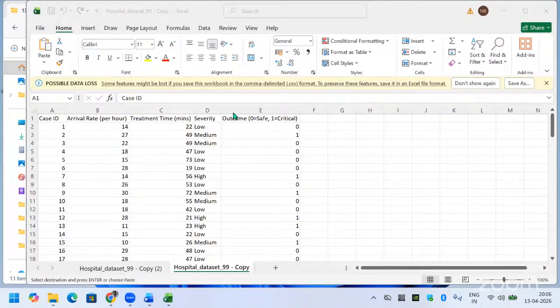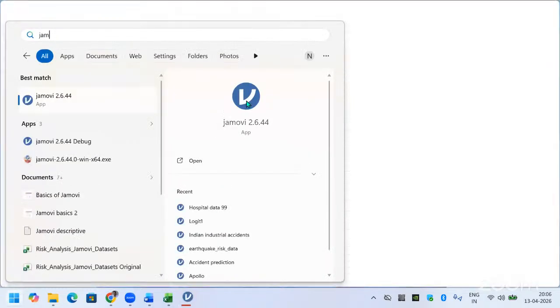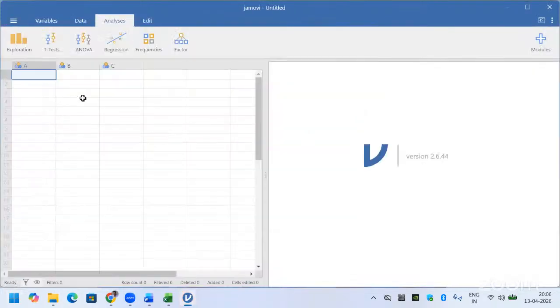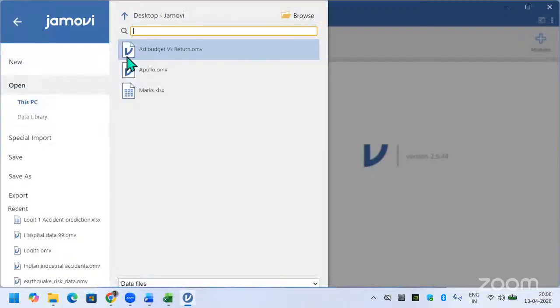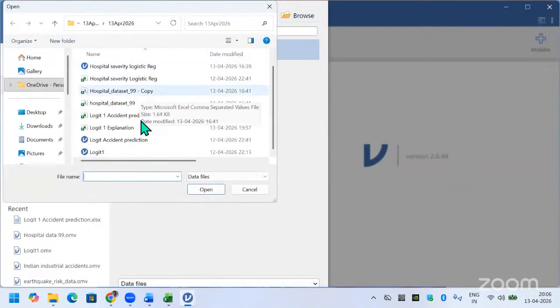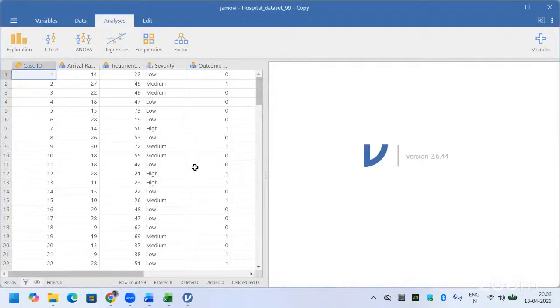So I'm just taking my Jamovi file for working. Okay, so I got this thing here. Now I'm opening that one. I hope all the students or all the learners are okay with the opening of this thing. Okay. So in Jamovi, I'm taking the 99 hospital data copy. When I click that one, it has taken these values. Now if you see here, case ID is 1, arrival rate is 1, treatment is 1, severity has got continuous, the total theoretical categorical variables, and outcome is 1.